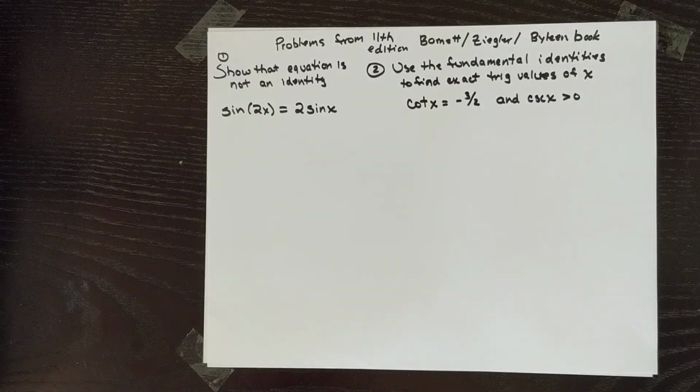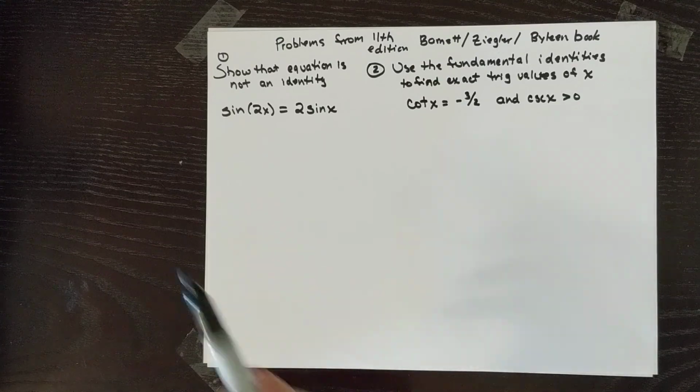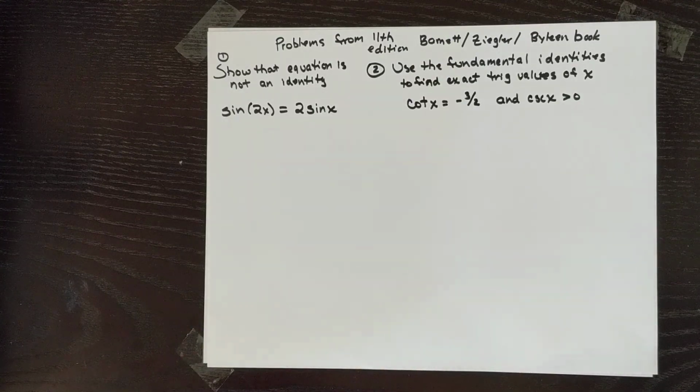So to show that something is not an identity, you have to find just one value of x, which is in the domain. It's defined for both sides of this equation, but that makes this equation untrue.